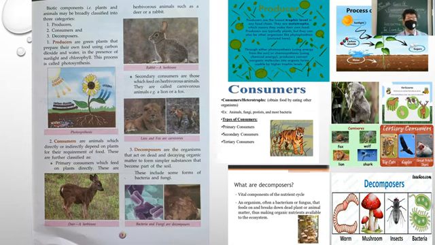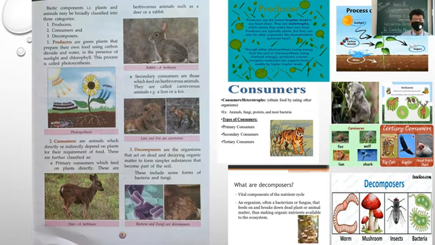Now, next, secondary consumers are those which feed on herbivorous animals. They are called carnivorous animals. For example, the lion and a fox.